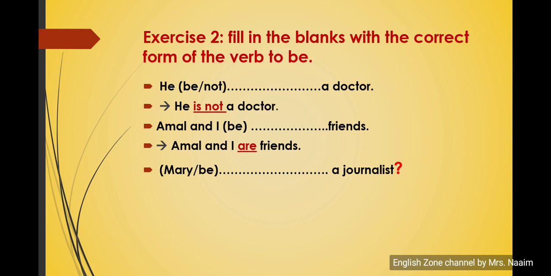Okay, here we have between brackets we have Mary be a journalist. Which form are we talking about here in this case? Is it negative? No. Why? Because we don't have not. Is it affirmative? Of course not. Is it interrogative? Yes. Why? Because we have a question mark at the end of the sentence.